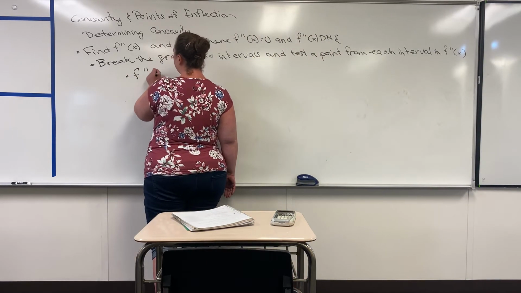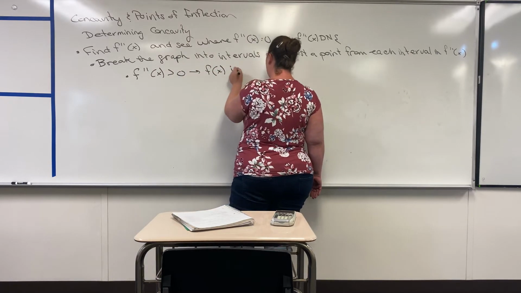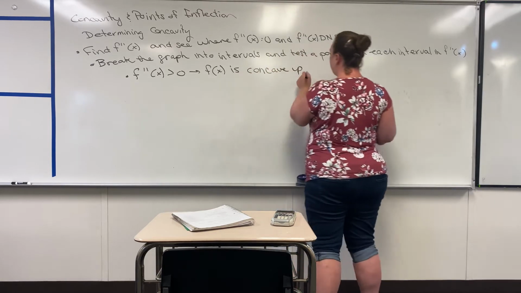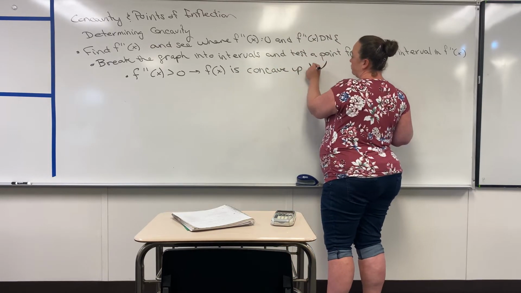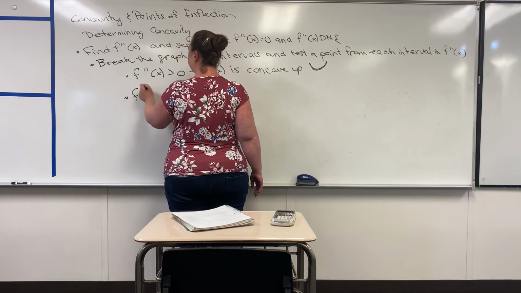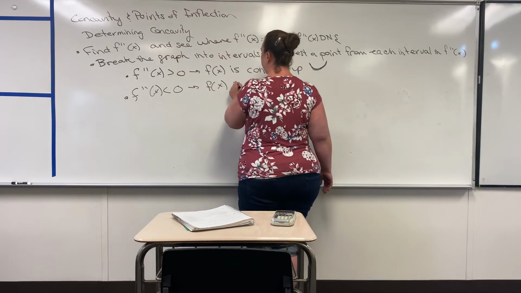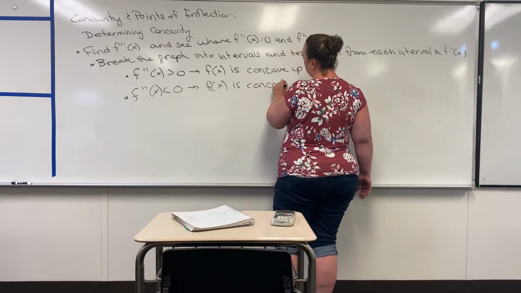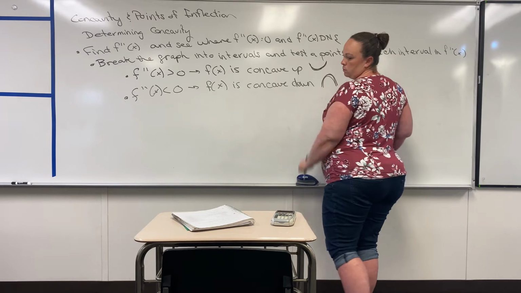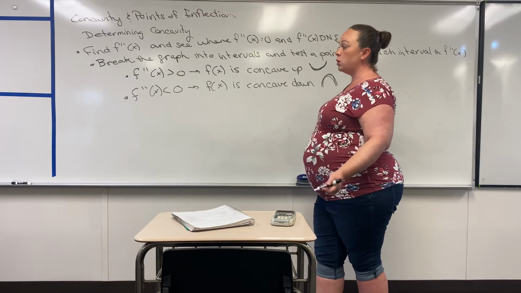If the second derivative is greater than zero, then f of x is concave up. And I always think of that as it makes this sort of shape, so it's sort of happy looking. If it is less than zero, then f of x is concave down. Then it's sad-faced. And then every single place that you switch is a point of inflection.